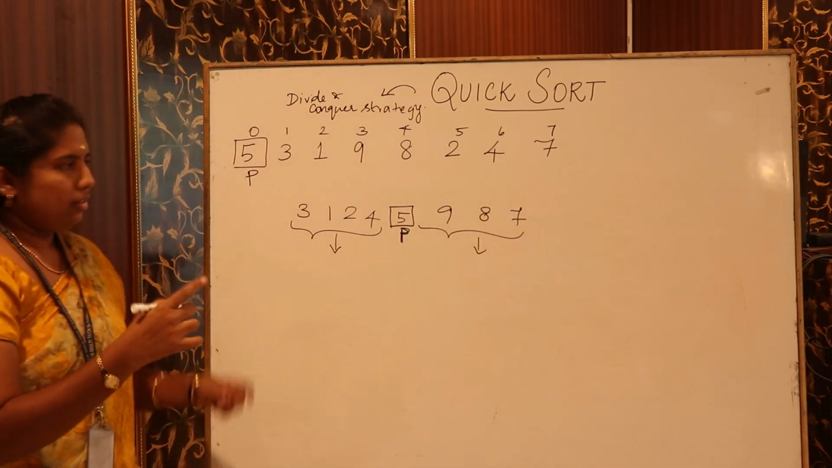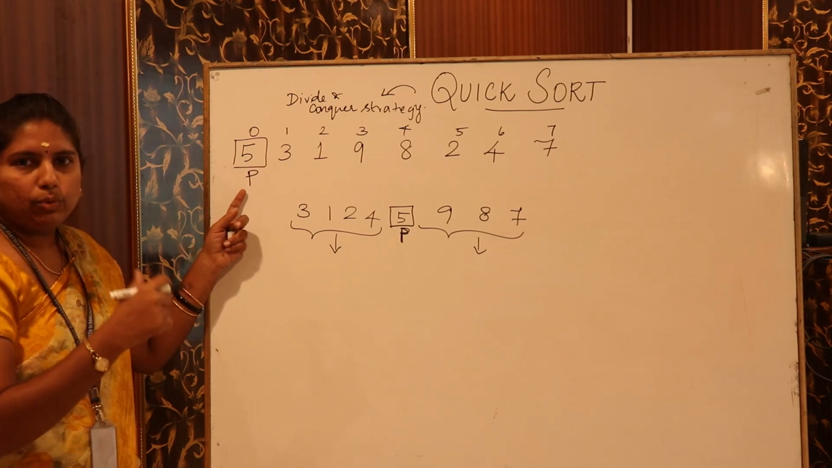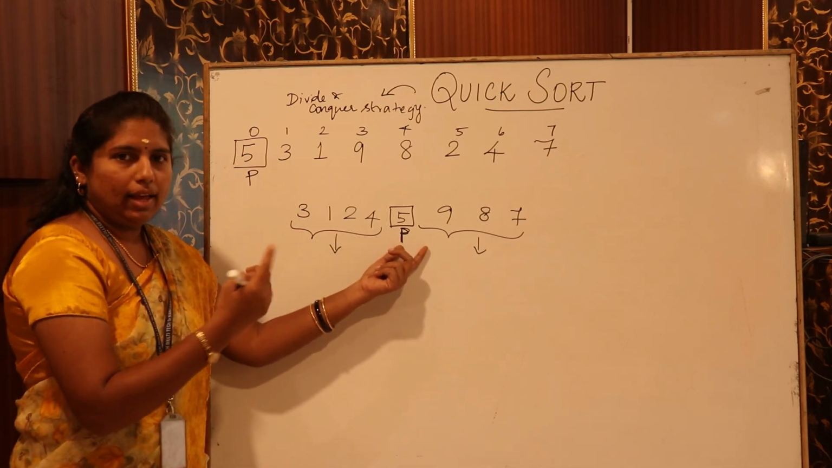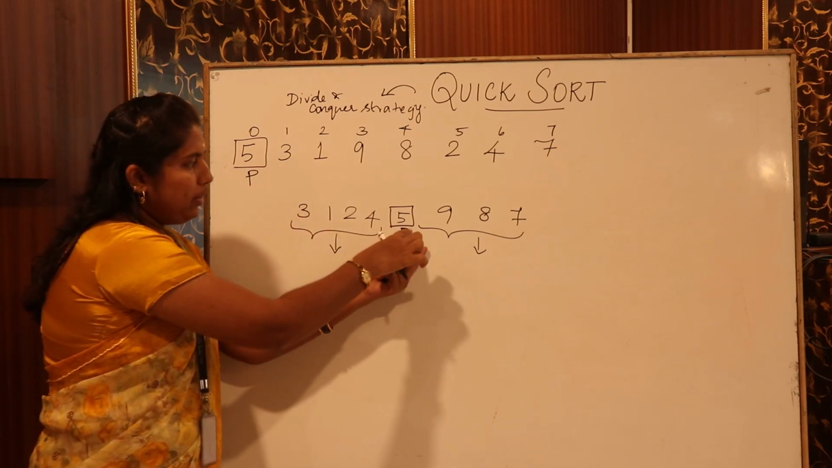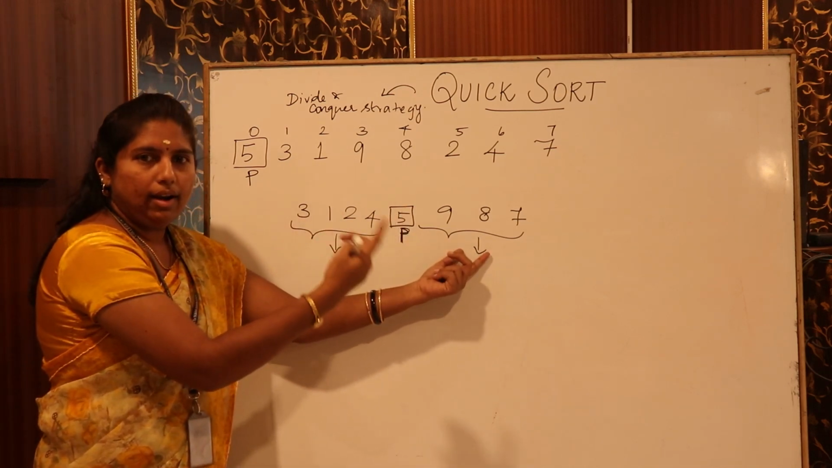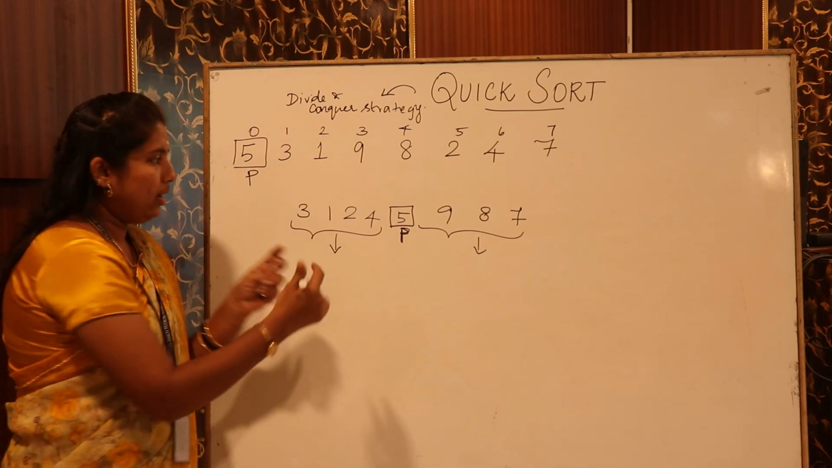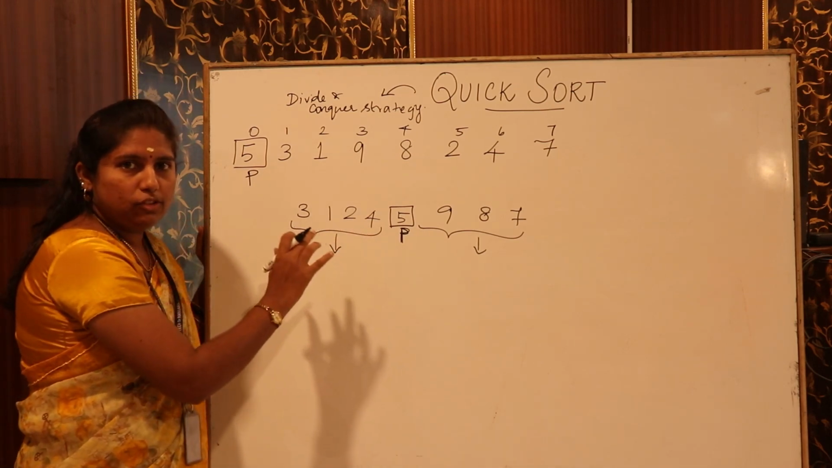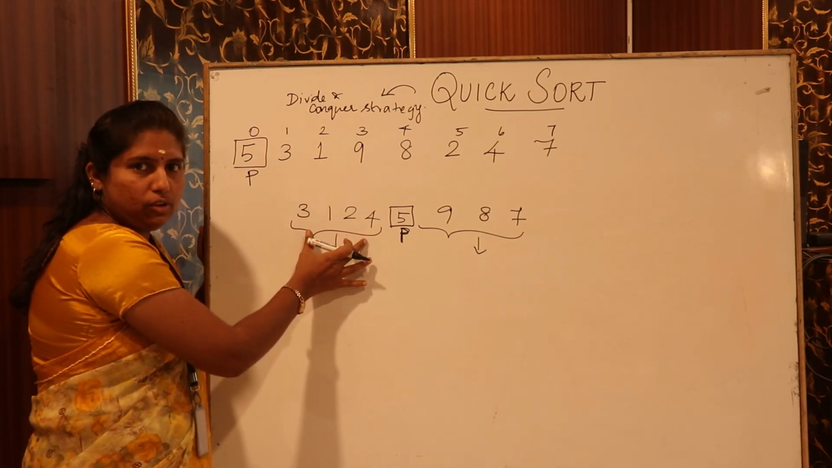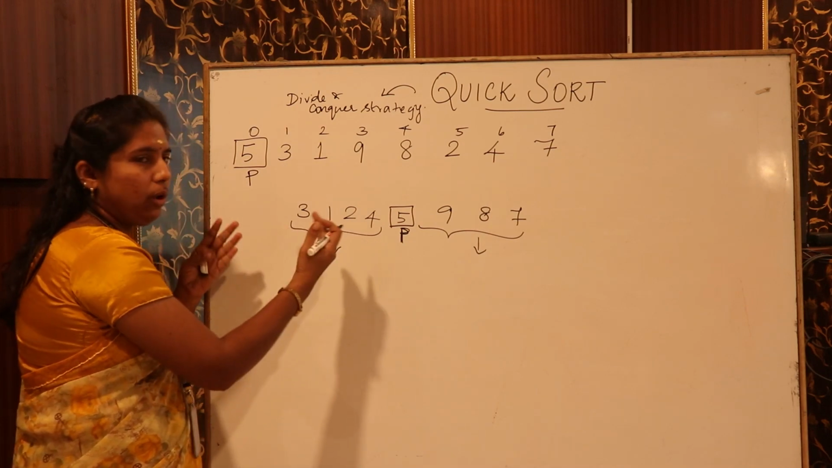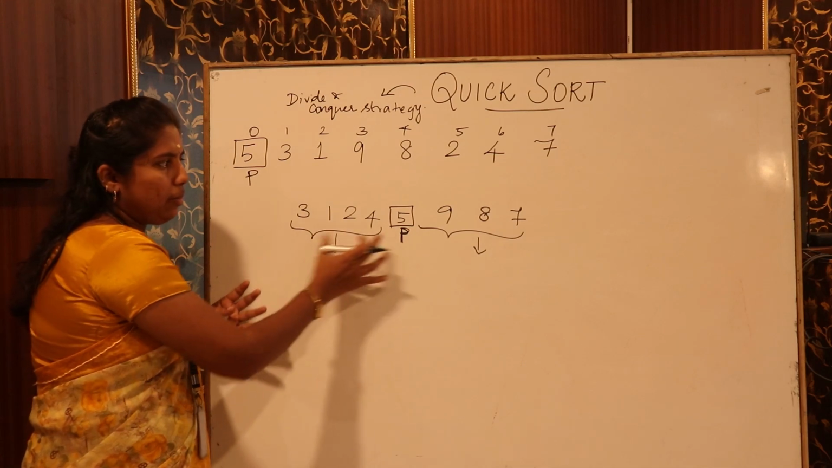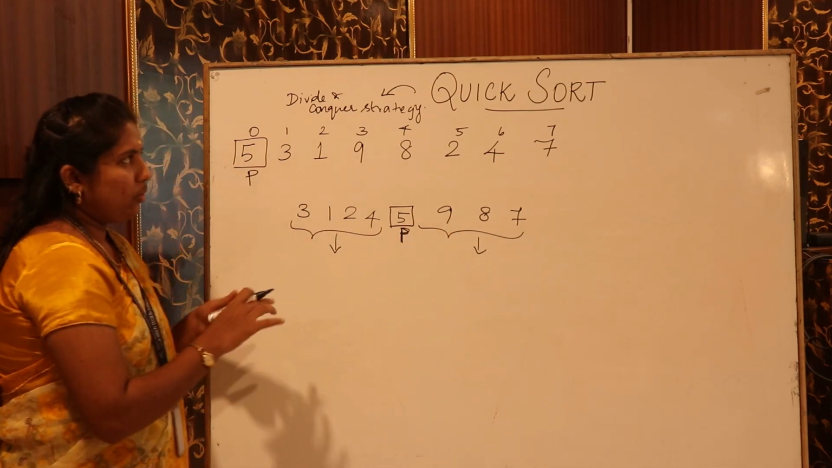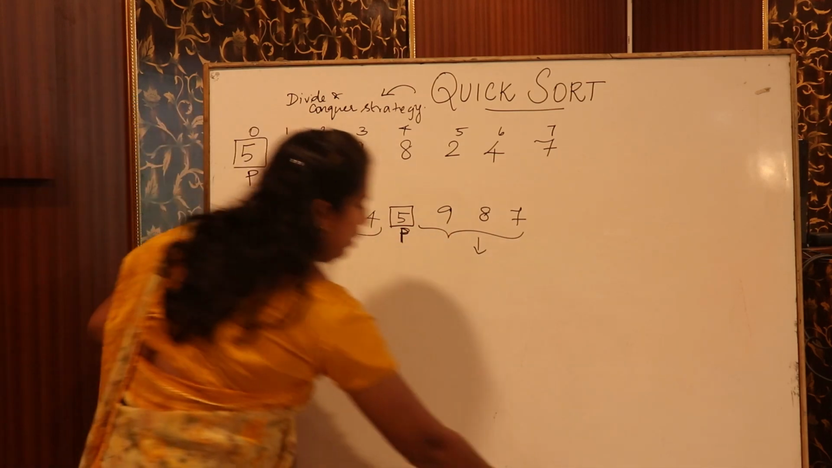So after the pivot element has come to its appropriate position, the elements lesser than the pivot element will be on the left hand side, and the elements greater than the pivot element will be on the right hand side. It doesn't matter that these elements should be in sorted order; they can be in unsorted order. That's why we apply this divide and conquer strategy recursively to the subsets of these lists. That's why the name came as divide and conquer.